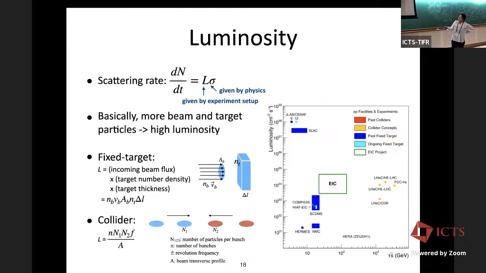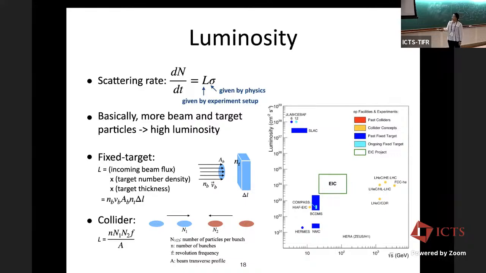So basically, that's it. For fixed target, if you think about it, more beam particles means the incoming beam flux is larger. More target particles means you have a larger target number density, and you can have a thicker target. That way you have more. So that you can characterize in simple form the fixed target luminosity.